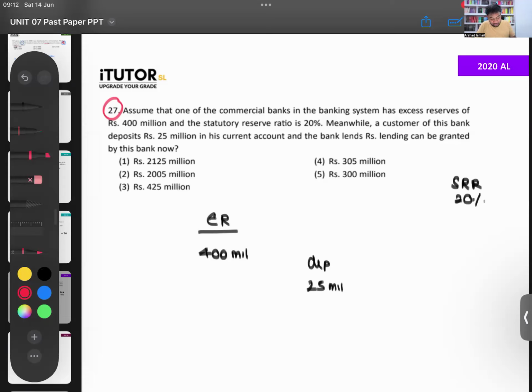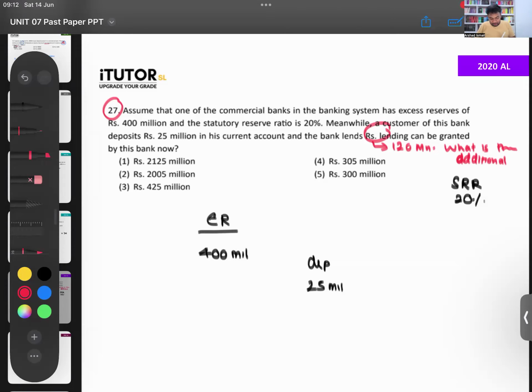Look at your past paper book and tell me, in this current account, the bank lends how much? Bank lends rupees, this question is put incomplete, 120. So the bank lends 120 million. They'll ask you what is the additional lending, no? Additional lending. Those words are missing in the question. What is the additional lending that can be granted by this bank now? So can you just write down between that rupees and that lending, there are some words missing. So the bank is lending 120 million. What is the additional lending that they can give? Sorry, 120 million to another customer. What is the additional lending that they can give?